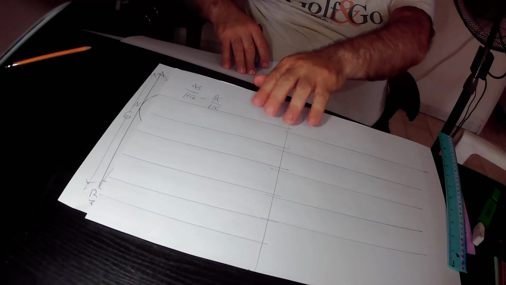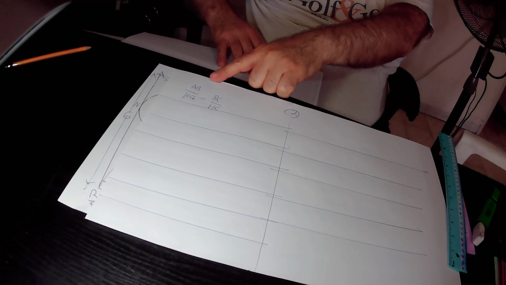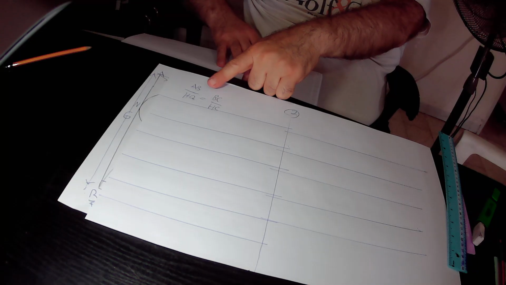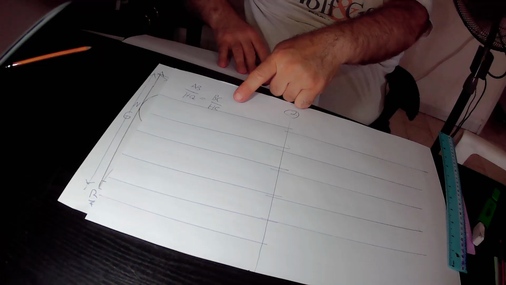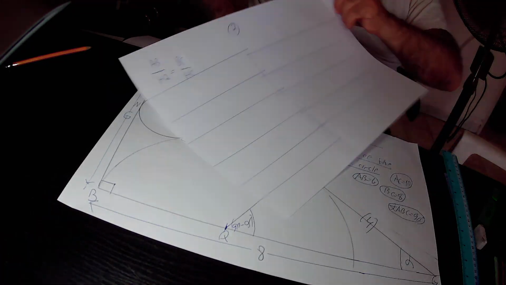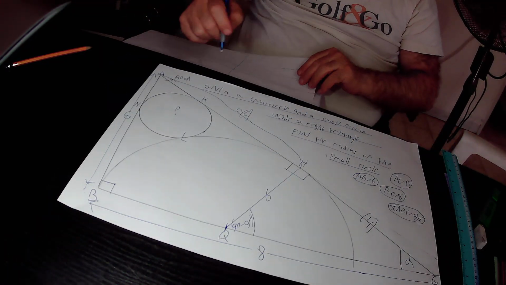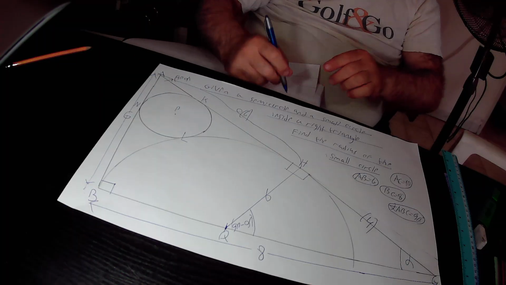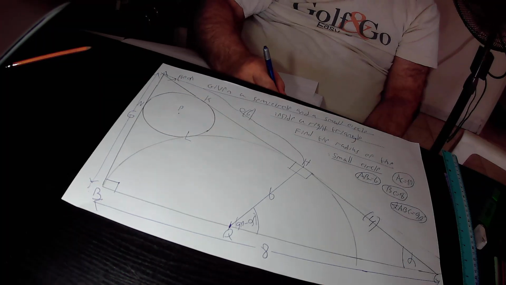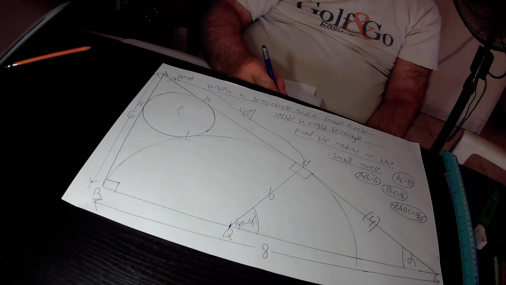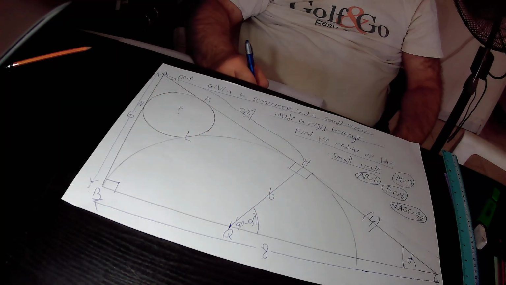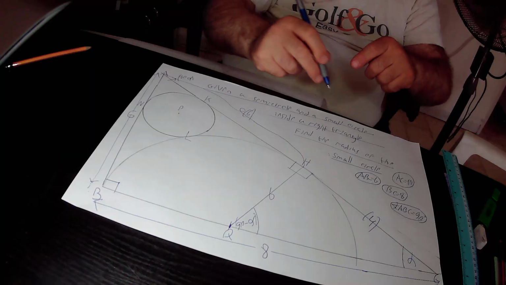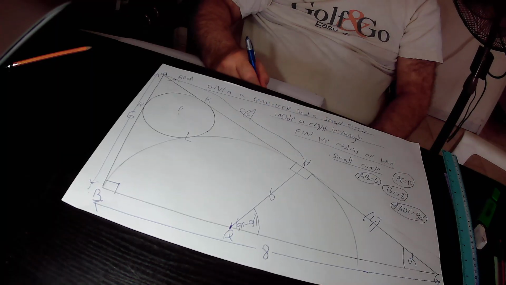AB is 6 over HQ. HQ is B, the radius of the big semicircle, equals B. Equals BC, BC is 8, over HC, HC is 4.